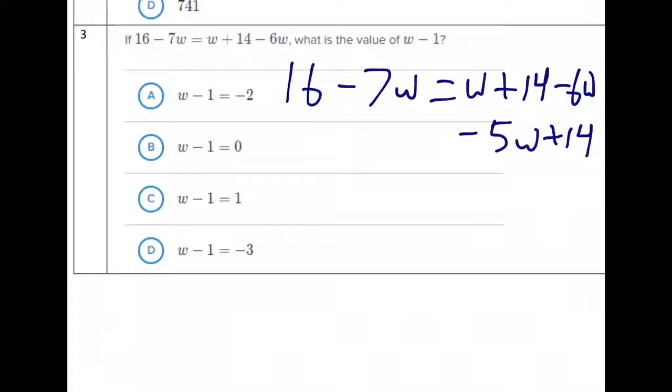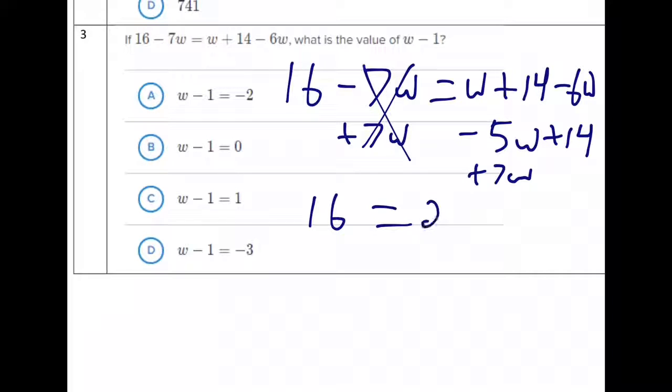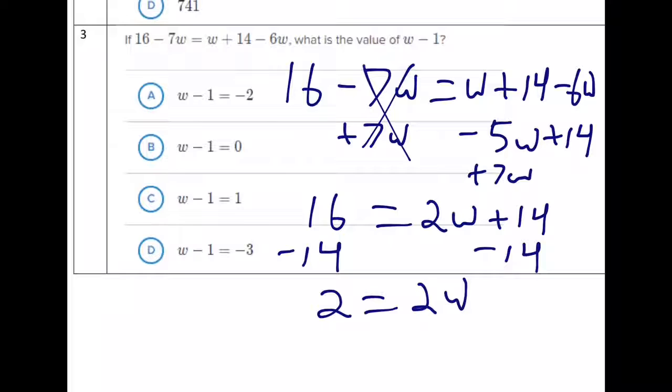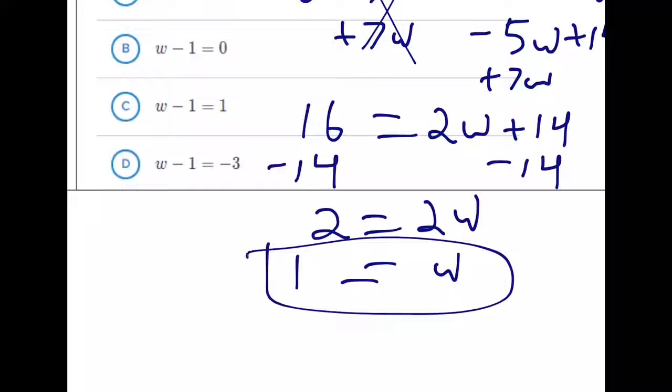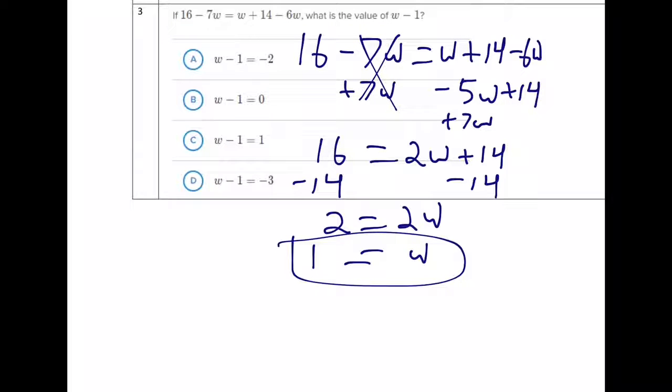The next thing I can do is move all the variables to the right and all the numbers to the left. And I do this by adding 7w to both sides. And I get 16 is equal to 2w plus 14, and then I subtract 14 from both sides, and I get that 2 is equal to 2w. So if I divide this out, w is equal to 1. Remember earlier in the problem they wanted to know what is the value of w minus 1. So w is 1. If I subtract 1 from that, w minus 1 is 0.